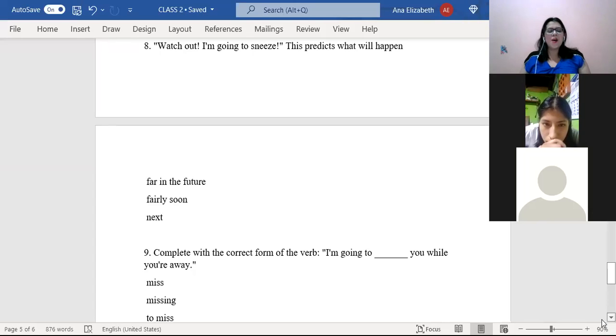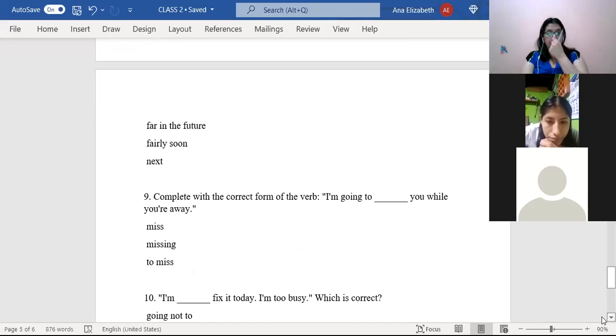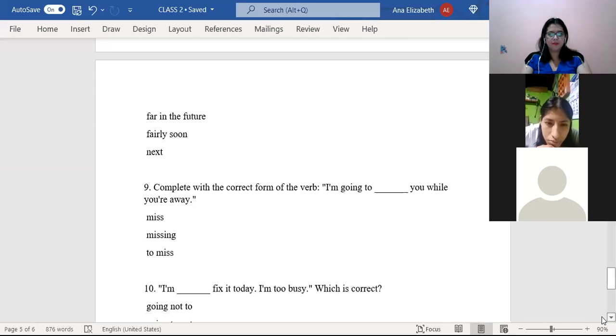Complete with the correct form of the verb. I am going to ___ you while you are away. ¿Cuál creen que es? Miss. Miss you. Sería miss, ajá. I am going to miss you while you are away.